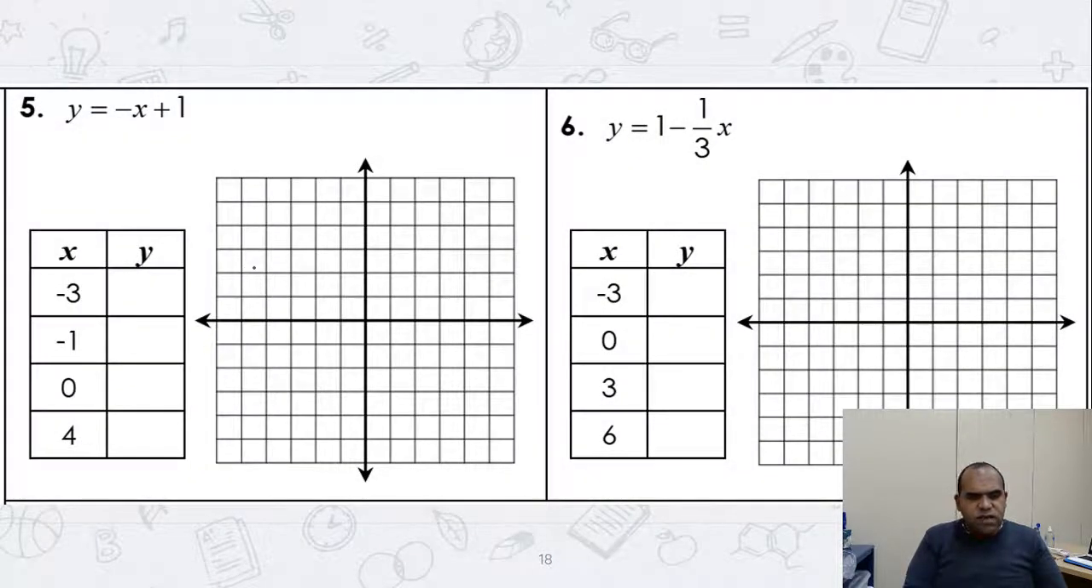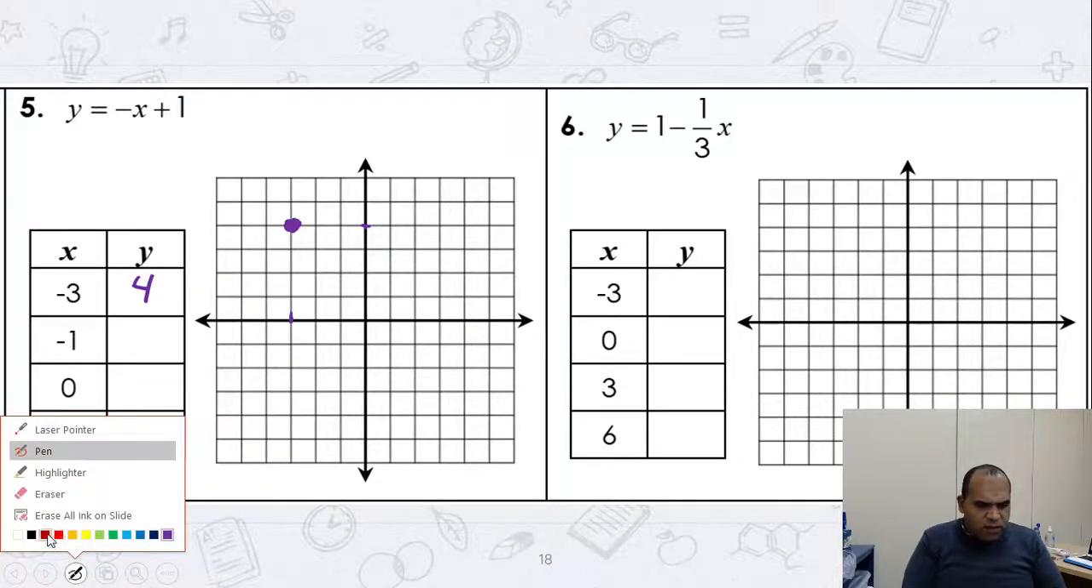Over this one here, negative x plus 1. Negative x, it means negative of negative 3. Negative times negative is positive. It's 3 positive plus 1, it is 4. Here's 4. Negative 3 and 4. What is negative 3 in x? Here. Negative 3, you are over here. And 4 in y: 1, 2, 3, 4, you are here. Great. The point I'm plotting is here.